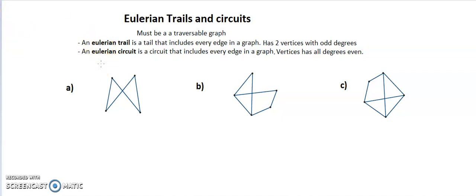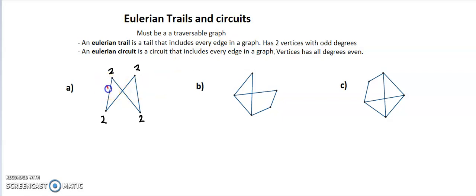Now, a Eulerian trail is a trail that includes every edge, but it has two vertices with odd degrees. Whereas for a circuit, every vertex must have an even degree. So the first thing I'm going to think about is looking at the degrees of every single vertex. Every vertex of my first network has a degree of 2.